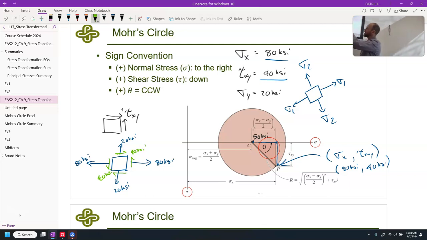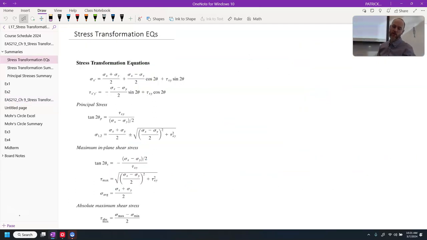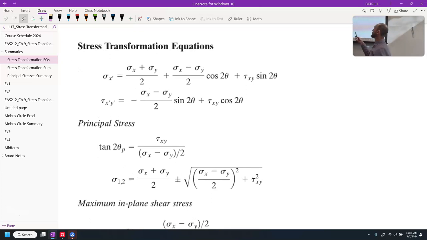So from that original state of stress, we want to figure out what that rotated value is to get to our principal stresses. We can visually see it. We've got some rotation on our Mohr circle. The only thing we have to keep track of from our stress transformation equations is that all the trigonometric values are sine and cosine of 2 theta.